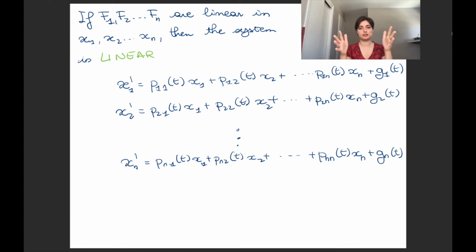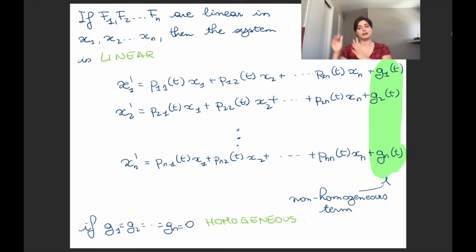And this is just a formalization to give names to all these functions. And the g that we have introduced, g1, g2, and so on, are the non-homogeneous terms. If g1 is equal to g2 and all of them are equal to 0, then the system is called homogeneous, as we had in simpler cases.